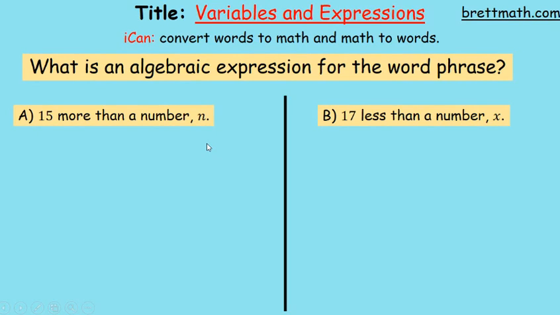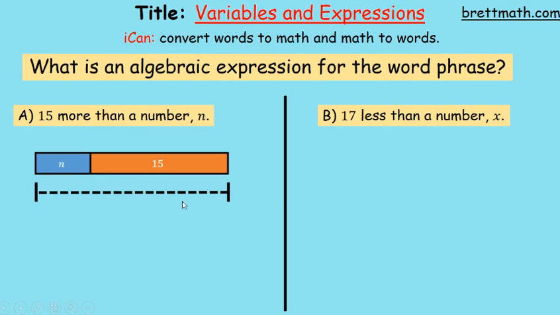It's going to be really easy because we're just going to draw it out and then talk our way through, see if we can work out what the algebraic expression is. First of all, I'm going to draw a box and that represents n. Then I'm going to draw another box and that represents 15. We want to know what it is altogether. 15 more, that means we're adding. So if we add these two together, we're looking for the total length here. So we've got n, and then we're adding, because it's more than, plus 15. And that's our algebraic expression.